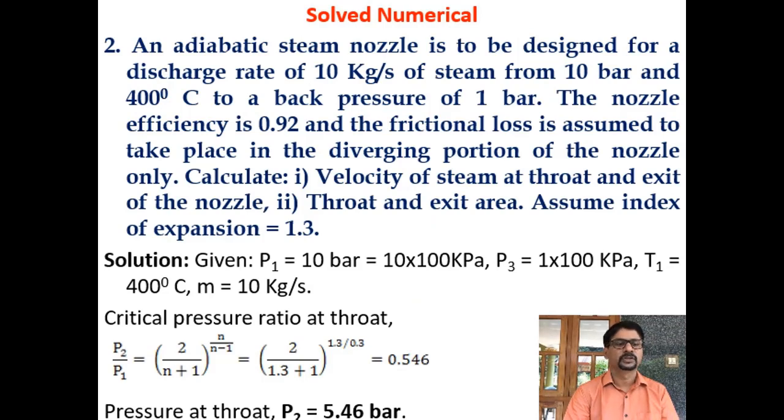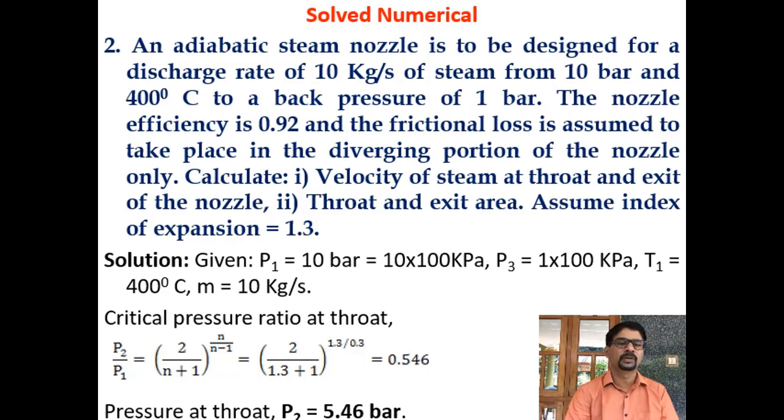Now let us solve this problem. An adiabatic steam nozzle is to be designed for a discharge rate of 10 kg per second of steam from 10 bar and 400 degrees C to a back pressure of 1 bar. The nozzle efficiency is 0.92 and the frictional loss is assumed to take place in the diverging portion of the nozzle only. Calculate number 1, velocity of steam at throat and exit of the nozzle. Number 2, throat and exit area. Assume index of expansion is equal to 1.3.